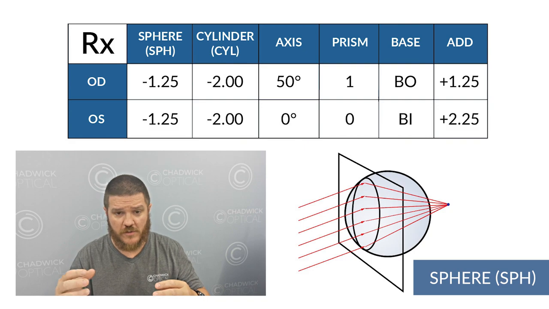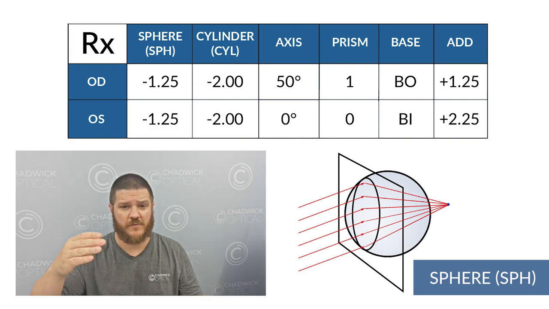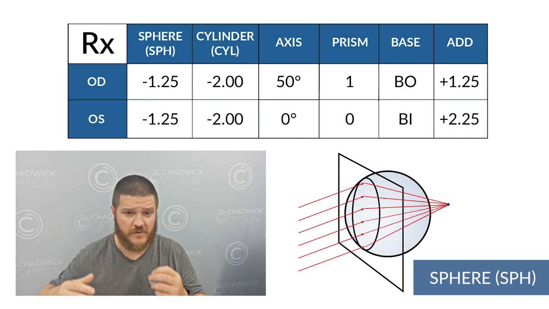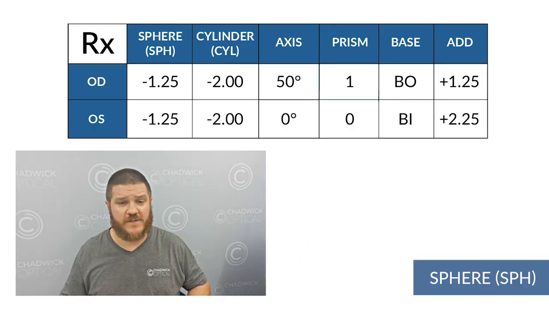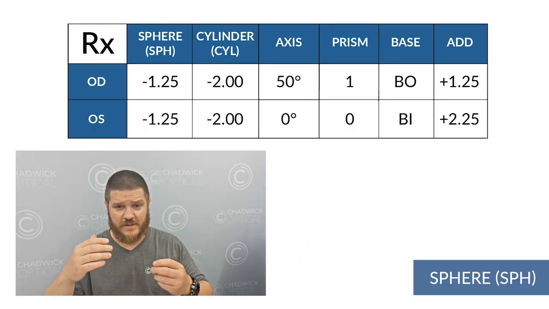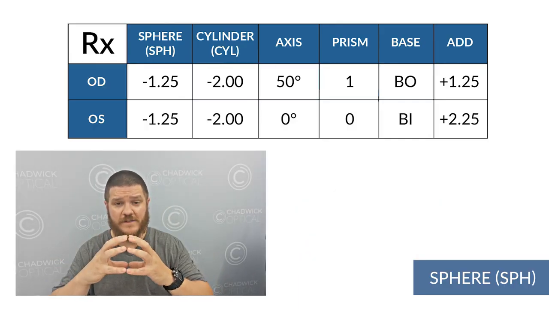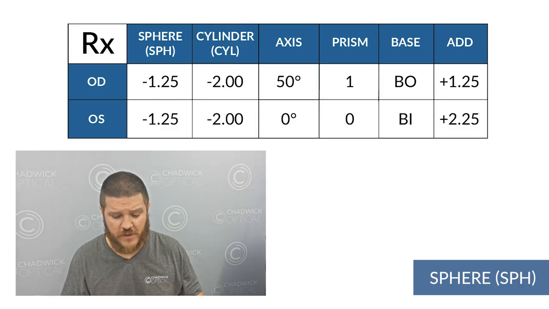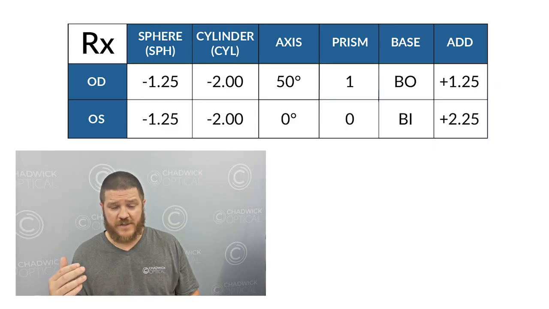Ultimately, the goal of the prescription is to focus light in a way that is perfectly clear on your retina. So the sphere is one element of that, and that is the whole lens focusing light to a single point.